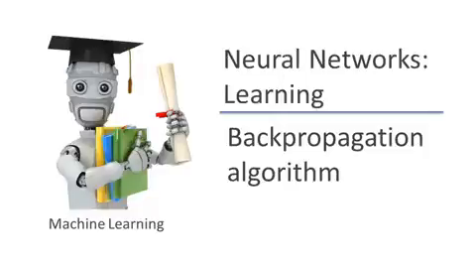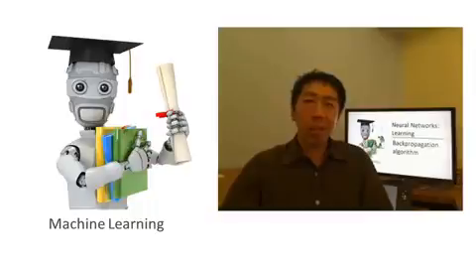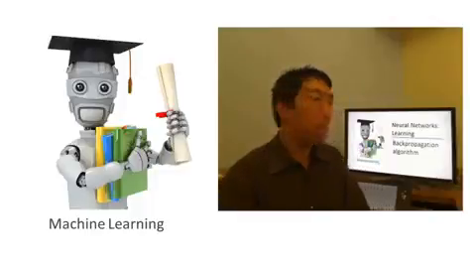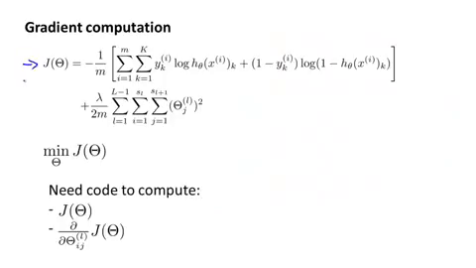In the previous video, we talked about a cost function for the neural network. In this video, let's start to talk about an algorithm for trying to minimize the cost function. In particular, we'll talk about the backpropagation algorithm. Here's the cost function that we wrote down in the previous video.